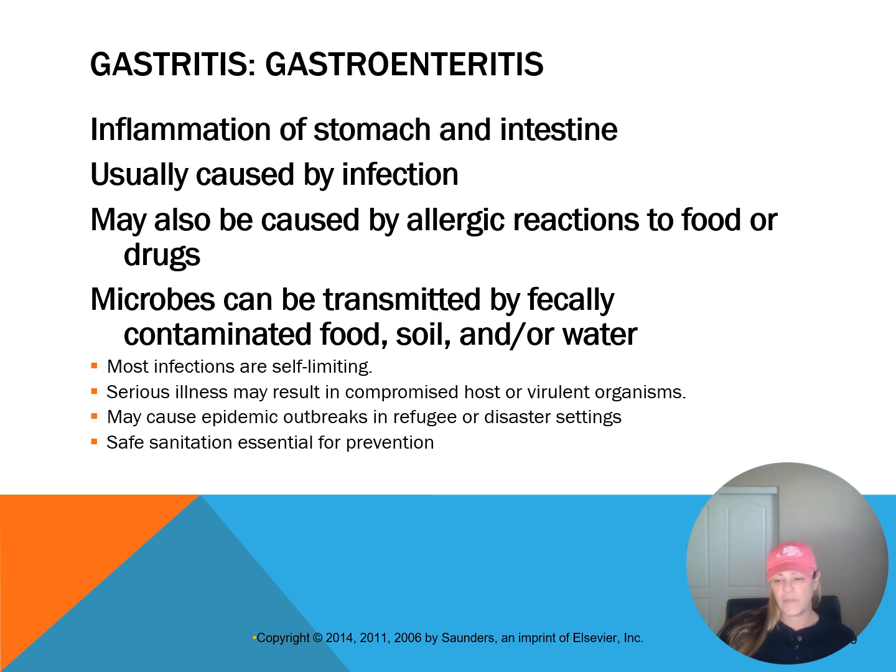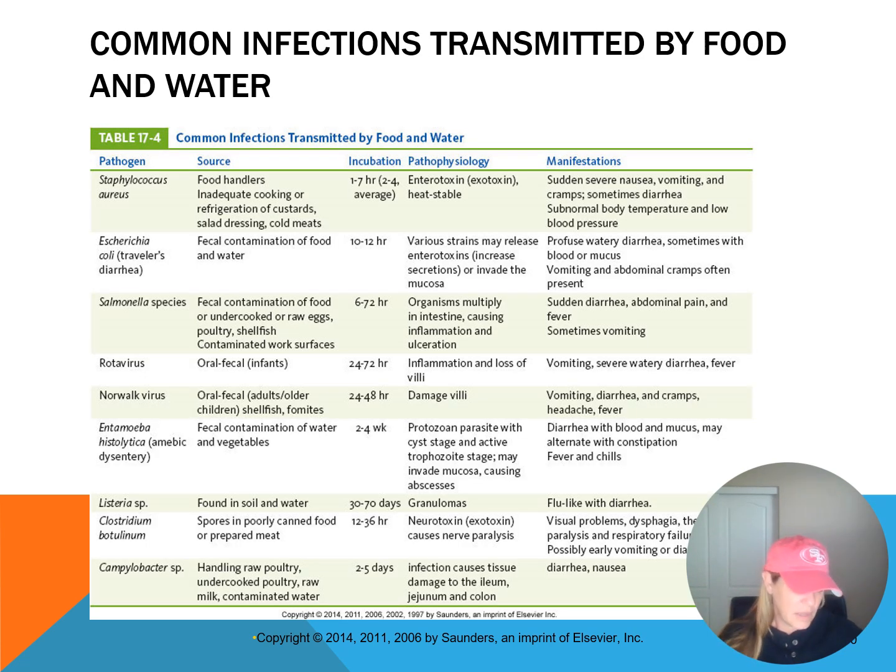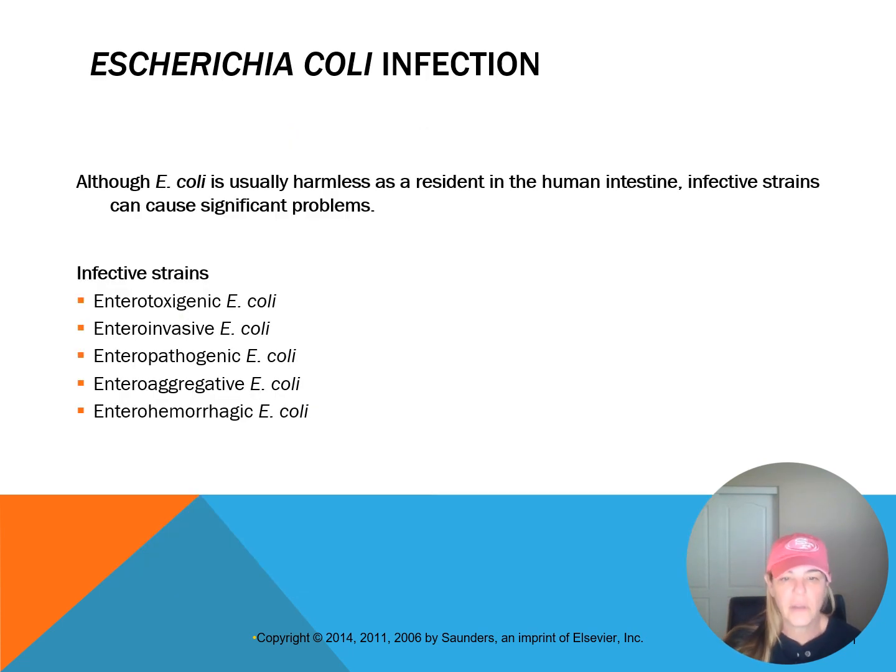If you see some food that is recalled, like lettuce, which is a very common food, you might find bacteria on it that can cause this kind of gastroenteritis. This is a table that you can look at in your book of the different pathogens that can be transmitted by food and water.